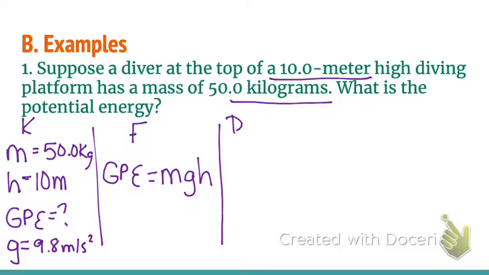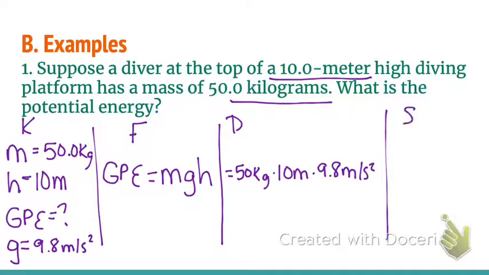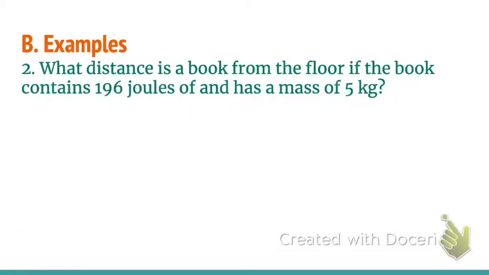We can plug in. So my mass is 50 kilograms, my height is 10 meters, and my acceleration due to gravity is 9.8 meters per second squared. Two decimal places, if we get them, and this one we don't particularly get a decimal place, we get an answer of 4,900. We're solving for energy, so the unit here is going to be the joule. And so we've calculated the GPE for this individual.